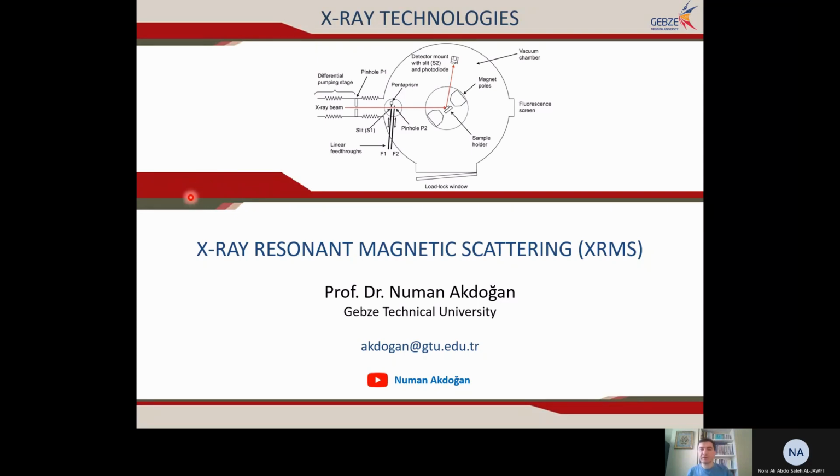Today we will continue with X-Ray Resonant Magnetic Scattering. It is an absorption experiment. The name here says scattering, but it is an absorption experiment. I will go into detail, and by using this method, we will investigate the magnetic properties of matter.